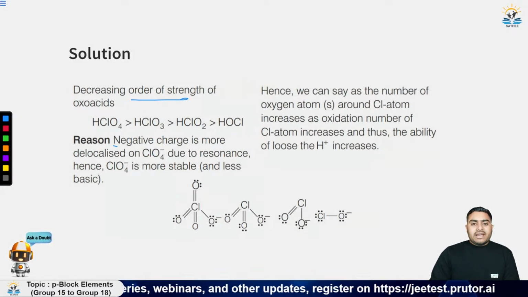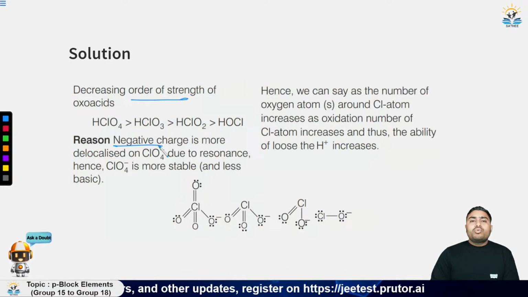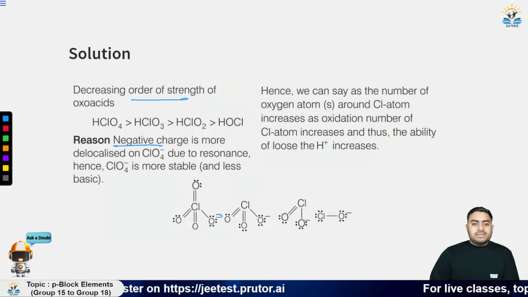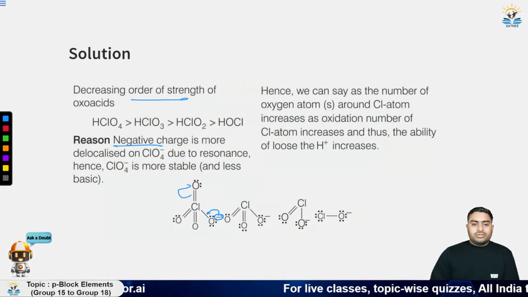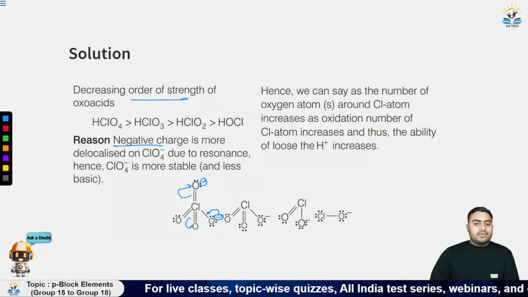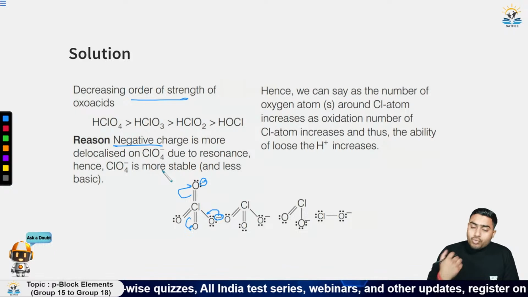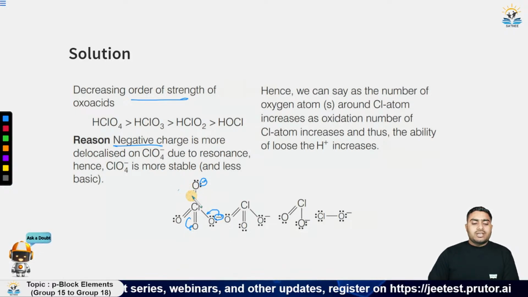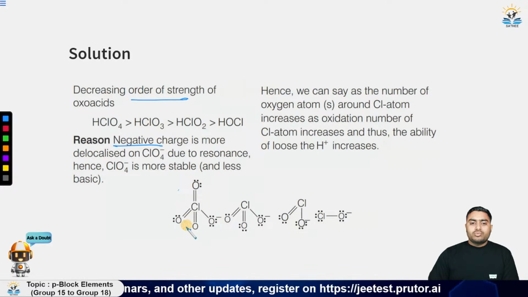Negative charge. What is the reason? Negative charge is more delocalized on ClO4 negative. You can see here, if negative charge is here, it will go here due to resonance, then it will go here. Similarly, then it will come back and go here like this. So negative charge is getting dispersed more in case of ClO4 negative. If it is getting dispersed more in ClO4 negative, definitely it is more stable.